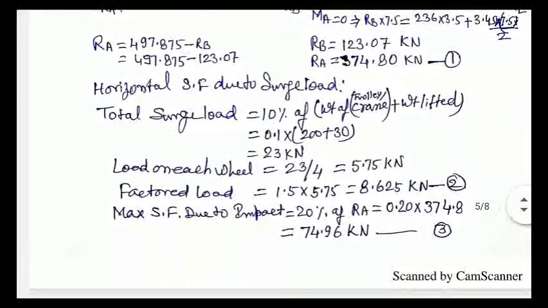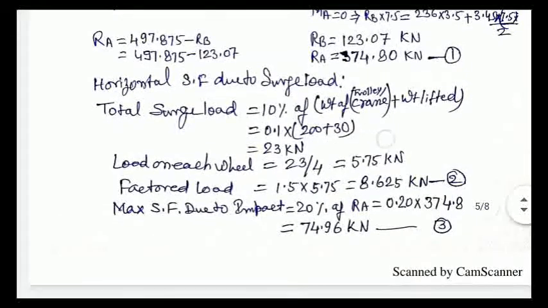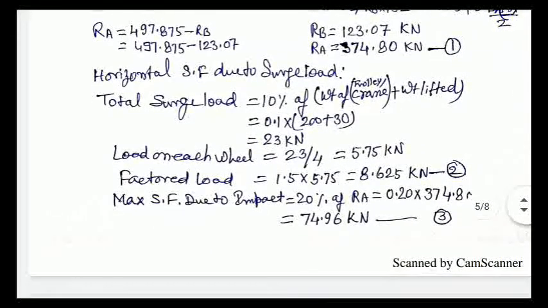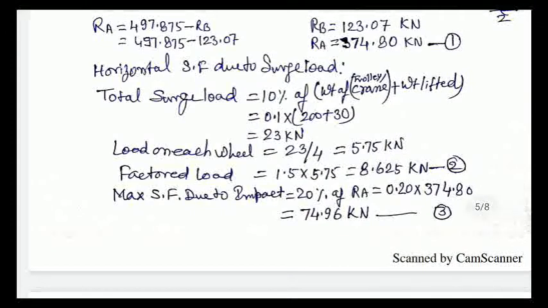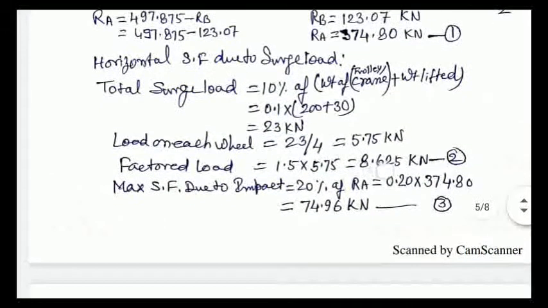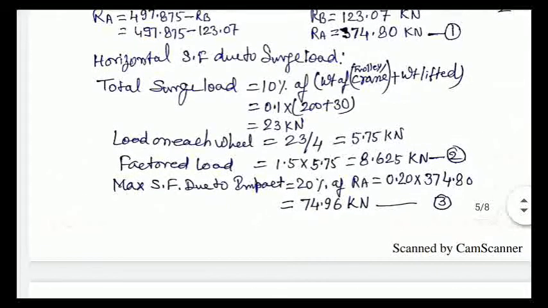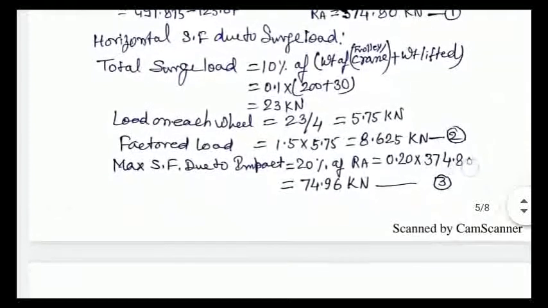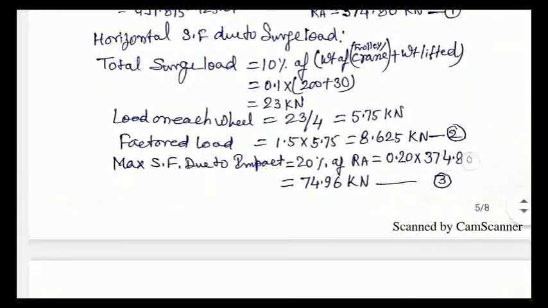Then the horizontal shear force due to surge load. The total surge load, as we have already seen, we assume to be 10% of the weight of trolley plus weight lifted. So it comes out to be 23 kilonewton, and this load is distributed by 4 wheels. So this comes out to be 5.75 kilonewton, and on factoring this comes out to be 8.625 kilonewton. So this load is the second load.